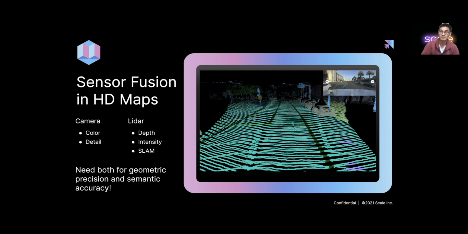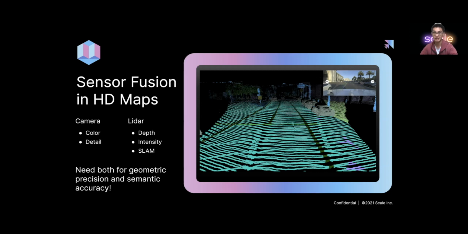LiDAR, on the other hand, works similar to sonar. It shoots out light waves, and then when they return to the sensor, it can figure out how far away the object that was detected was. And this depth measurement enables LiDAR to precisely locate points in the 3D world.